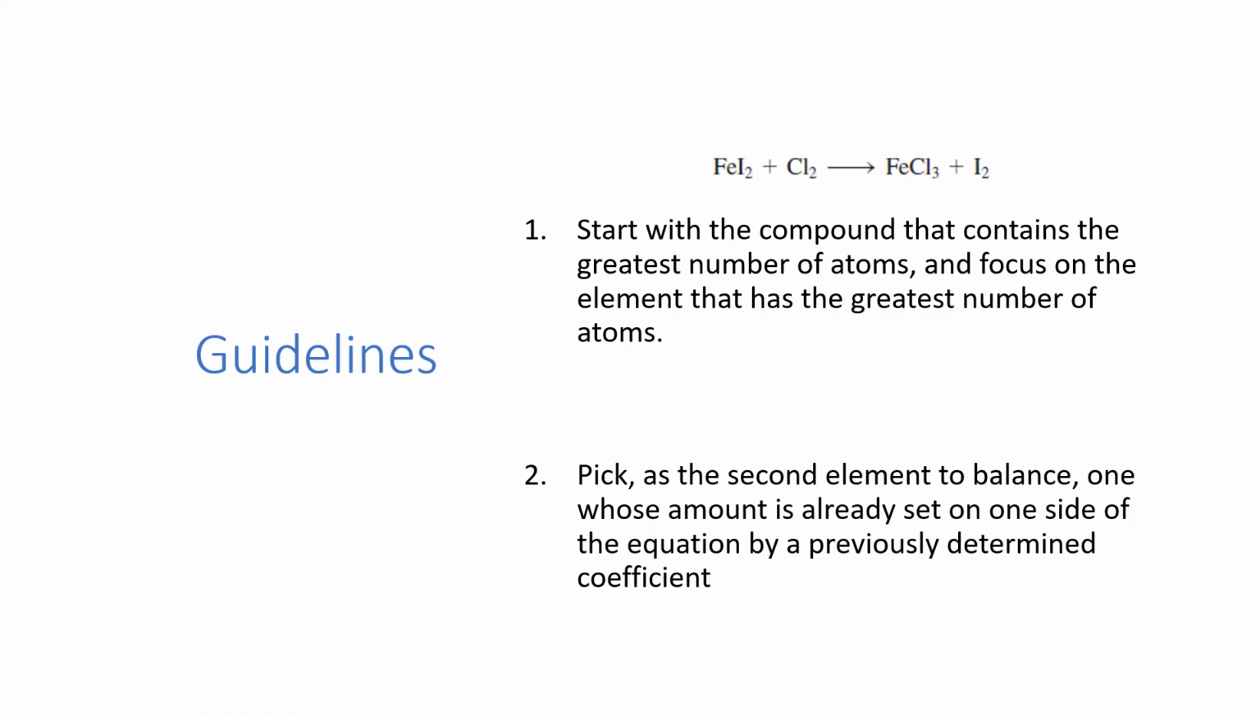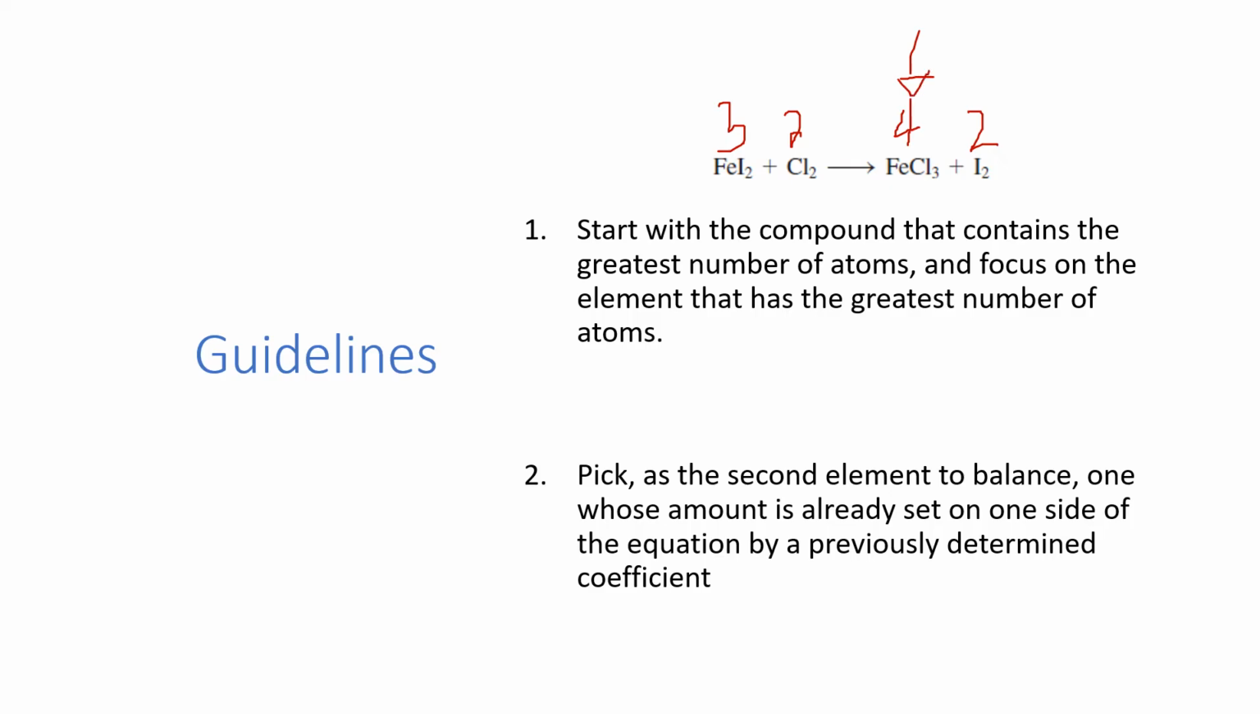So, starting with FeI2 or iron iodide, meron tayong tatlong atoms. You have two atoms of iodine and one atom of iron. So, next is chlorine. Meron tayong dalawa lang, Cl2. And then you also have FeCl3. You have 4. One atom of iron and 3 atoms of chlorine. And then finally, you have iodine, which has 2 atoms. Okay, so sino daw yung may pinakamadami? Siyempre, si iron chloride, which has 4 atoms.